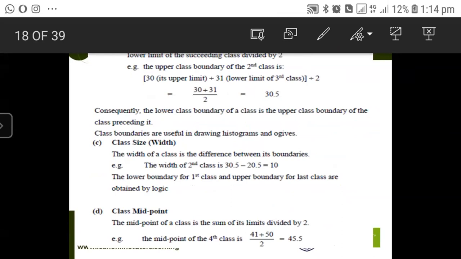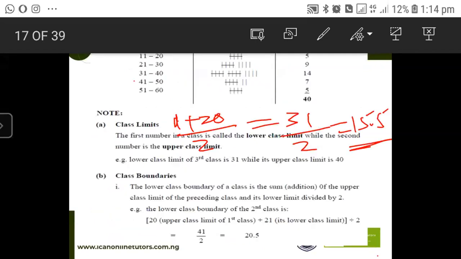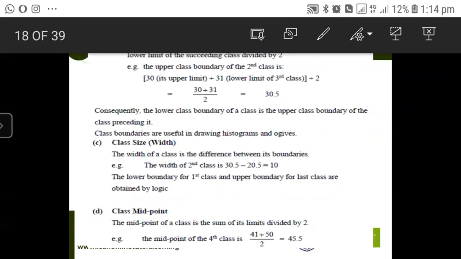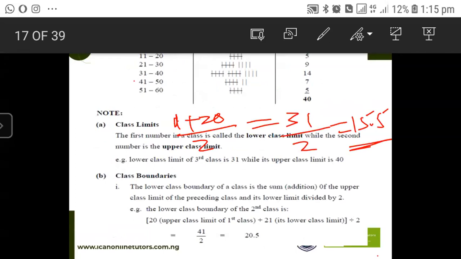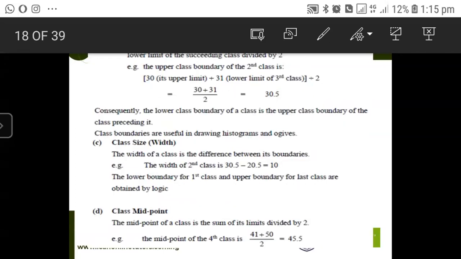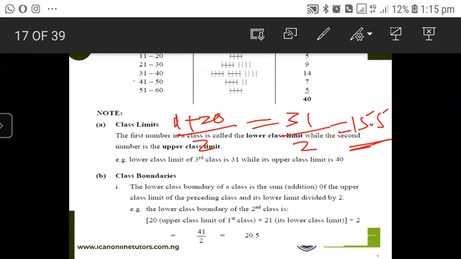Subsequently, we also have class size, or we call it width. The class size is the difference between the boundaries. For example, the difference between the second class boundary and the first class boundary is called class width or class size: 21 plus 30 divided by 2 minus 11 plus 20 divided by 2. We also have midpoint. The midpoint is the addition, for example 41 plus 50 divided by 2, which gives you the midpoint. The midpoint is synonymous with class boundary.